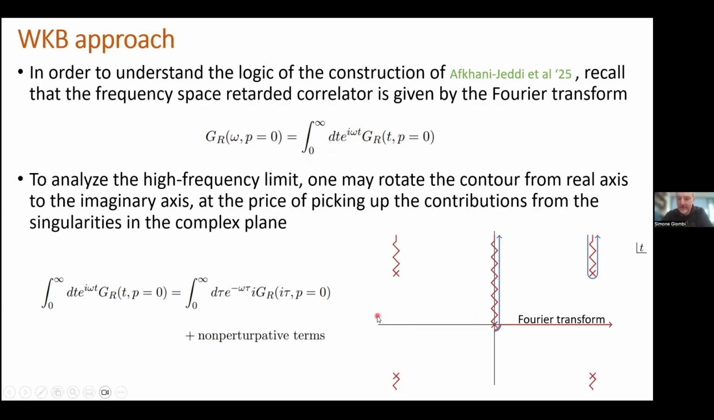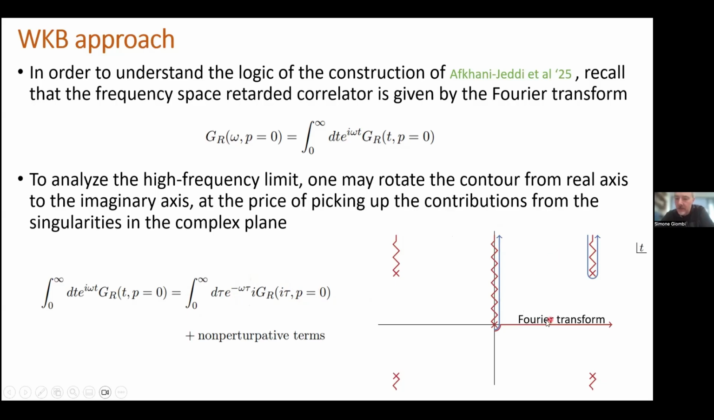All right. Okay, so the contour that gives the Fourier transform runs along the real time axis here. You can imagine rotating this contour to the imaginary axis, which, instead of Fourier, gives this kind of Laplace type integral. But the price of doing that is that if there are singularities in the complex plane, you will also pick up contributions from there.